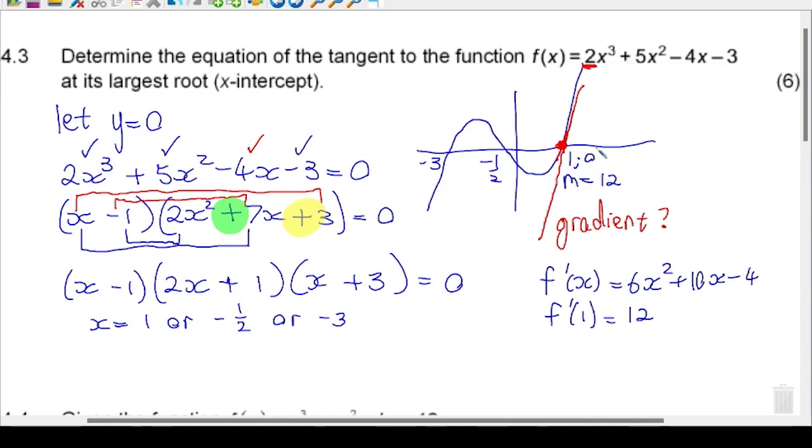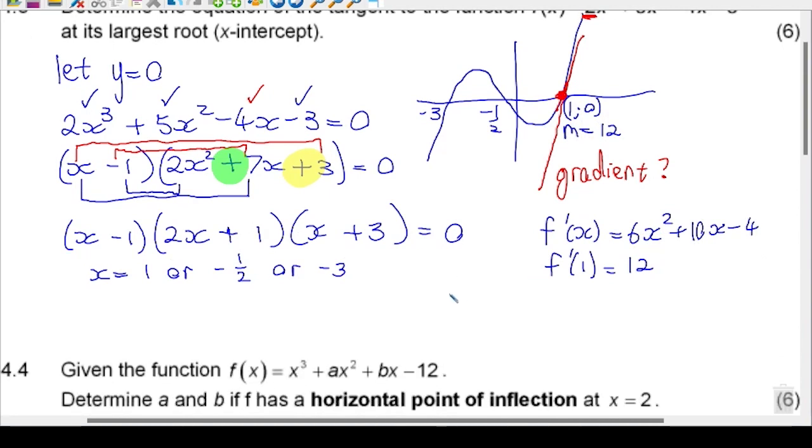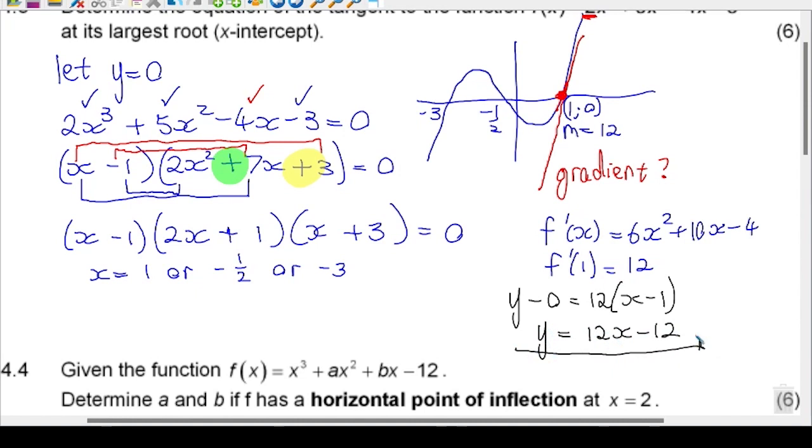And we know that that point is (1, 0). You can use y equals mx plus c. I actually prefer y minus a y value. So y minus 0 is the gradient of 12 times x minus the x value. And so we end up with y equals 12x minus 12. y equals 12x minus 12. And that's the equation of the tangent to the curve at that point.